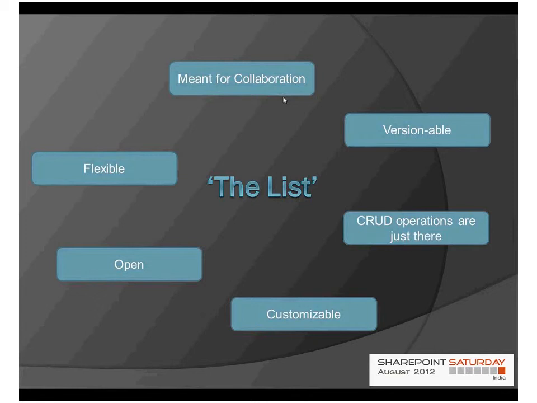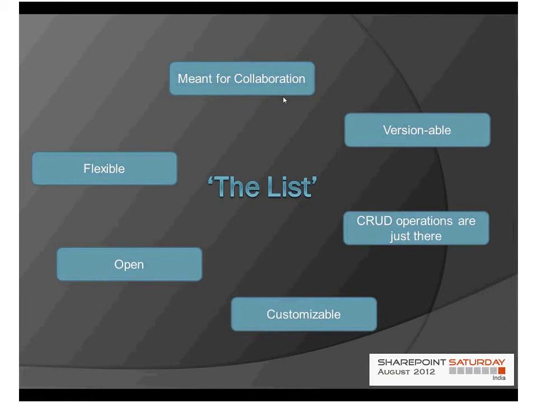If there is a list available by default, it just inherits whatever permission is there in the site. It's customizable. You can add custom properties and custom columns and use your custom code to add things to it. All the CRUD operations are available, so you have all your add, edit, view screens, and all the information in it is versionable. So that's all that a SharePoint list has.